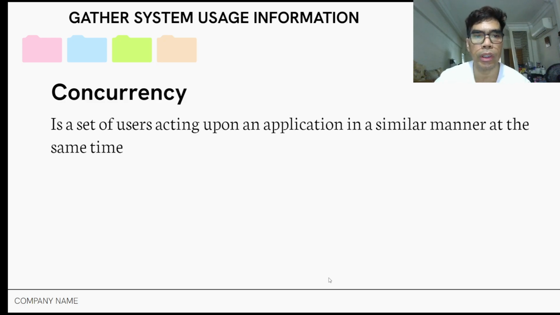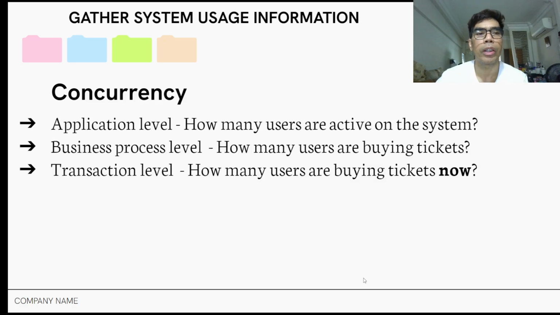Concurrency is a set of users acting upon an application in a similar manner at the same time. So there are three kinds of concurrency: application level, business process, and transaction. Application level is how many users are active in the system. In your system, concurrency is the checking of how many users are doing the same thing at the same time. Application level is just that somebody is inside your system, but you don't know what they're doing.